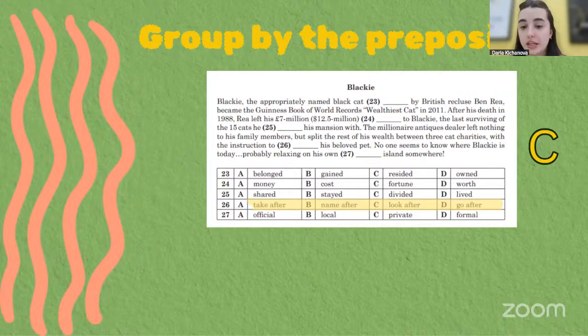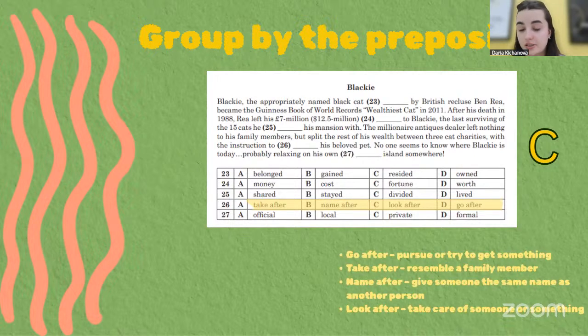If we take a look at these variants, we could have take after, as I told you, it's like to be similar to a family member. Name after is to give someone the same name as another person. Look after is to take care of someone. And go after is to pursue or try to get something, so to follow something. So you can split the rest of his wealth between three cat charities, but look after my beloved cat.